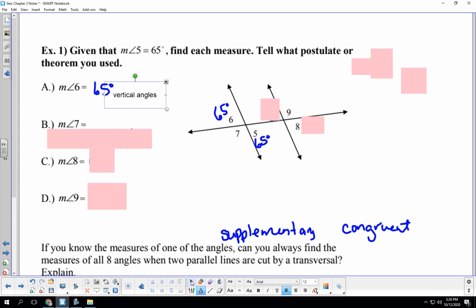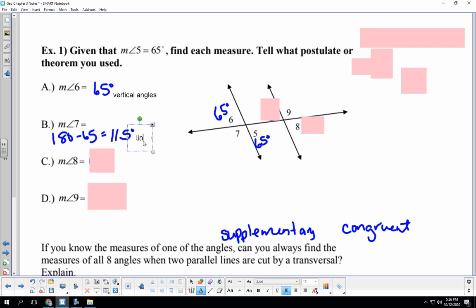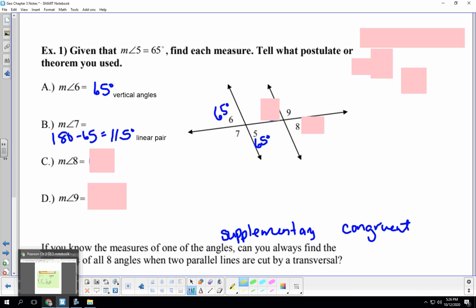Well, we know that a straight line is equal to 180. So if I subtract 65 from 180, I will get angle 7. What is that called when you add up to equal 180? Oh, that is called a linear pair. Okay. Alrighty, so I'll write that down for you. So he is 115.